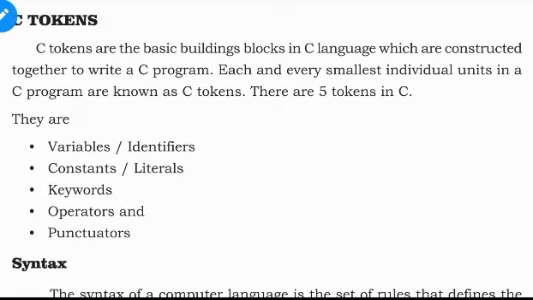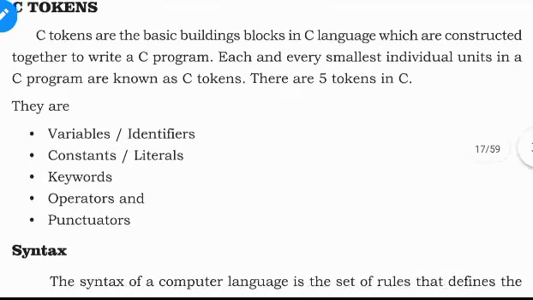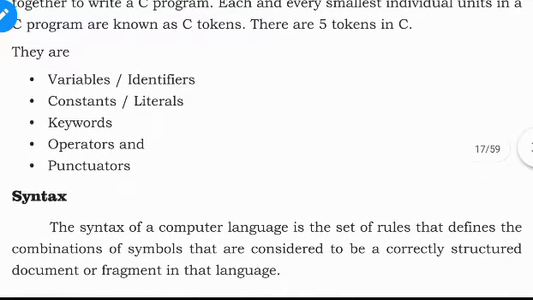It can be said variables or identifiers. Second one, constants and literals. Then third one, keywords. Fourth one, operators, and fifth one, punctuators. So these are the C tokens. First one, variables or identifiers, constants and literals, keywords, operators and punctuators.